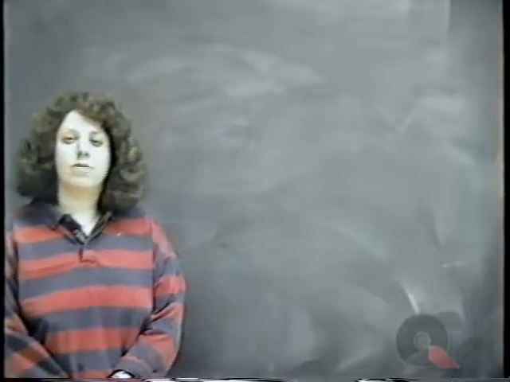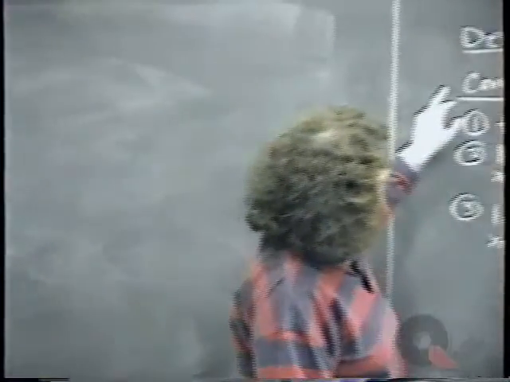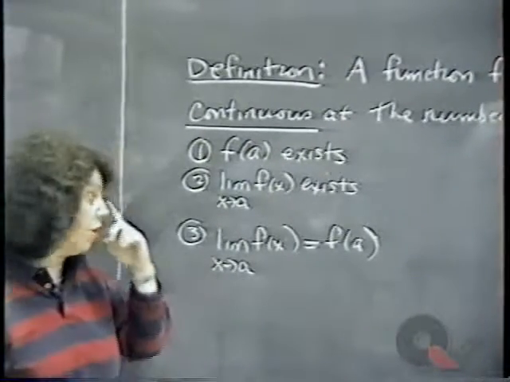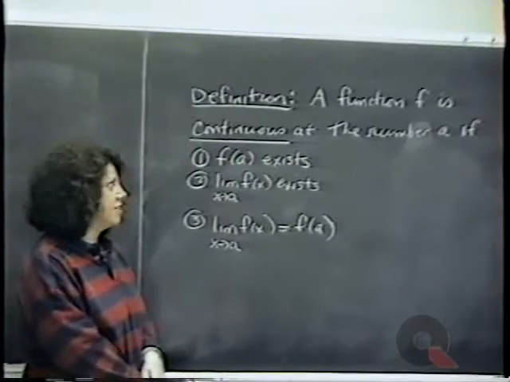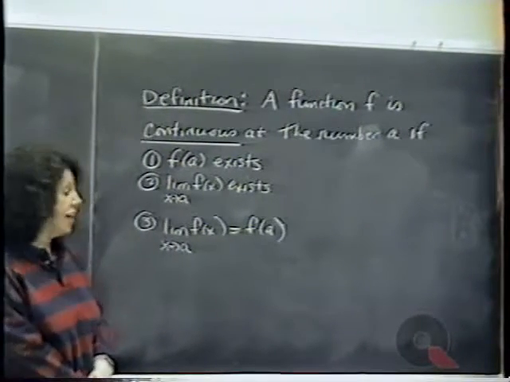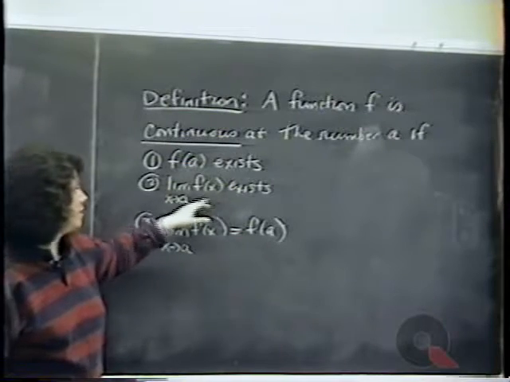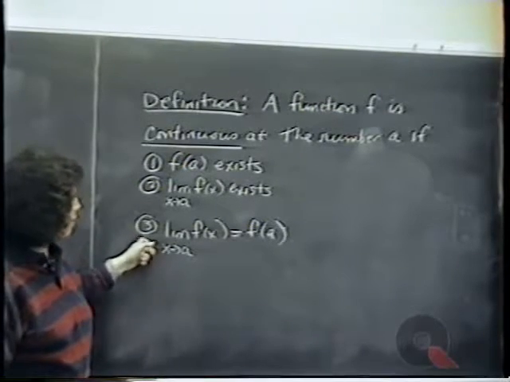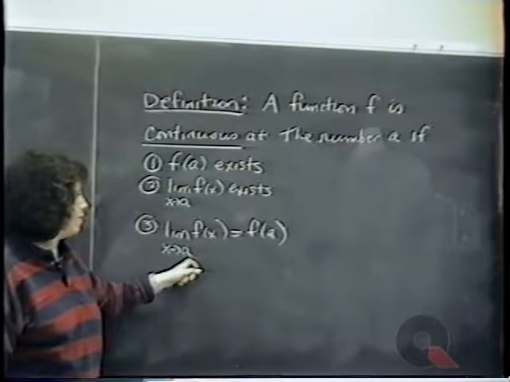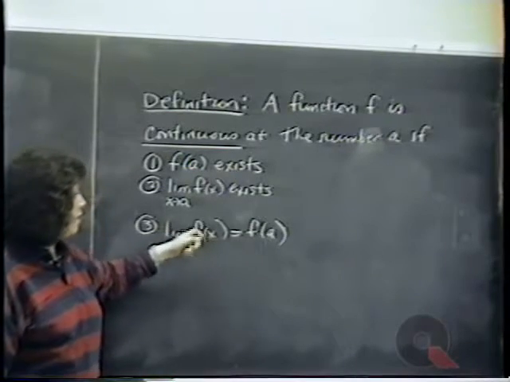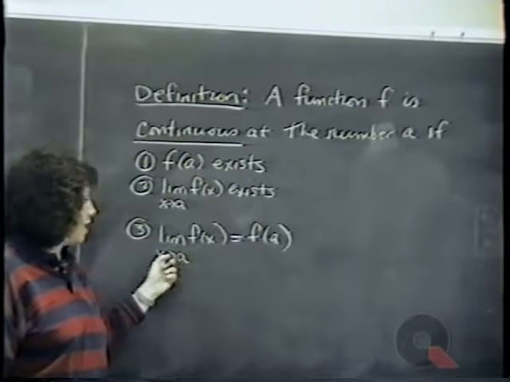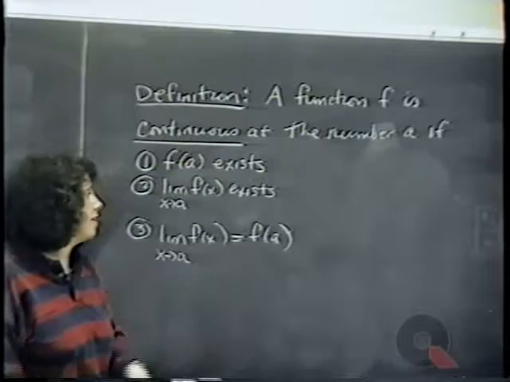In this video, we're going to be discussing continuous functions. Let's start with the definition of continuity. A function f is continuous at the number a if the following three things hold. First of all, f of a exists. That means f has to be defined at a. Secondly, the limit of f of x as x approaches a exists. The function has to have a limit at a. And third, the limit of f of x as x approaches a has to be f of a. Not only does the function have to be defined and the limit exist, but the limit of the function at a has to be what the function is defined to be at a.